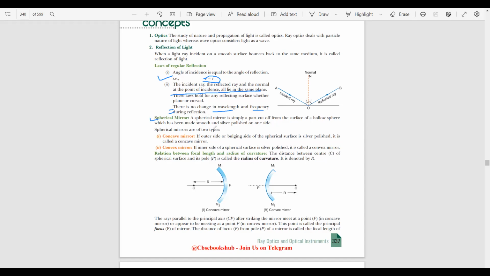Now spherical mirror, in that we have convex and concave. What are they? Outer bulging, inside bulging, reflecting here. So this side is the silvered part, and this is the reflecting side. So what are the rules here? A ray parallel to the principal axis passes through the focus, and a ray incoming to the pole passes in the same manner, making the same angle.